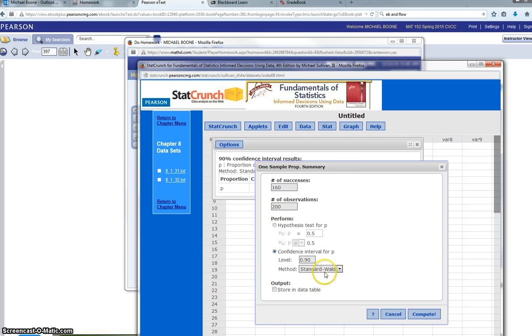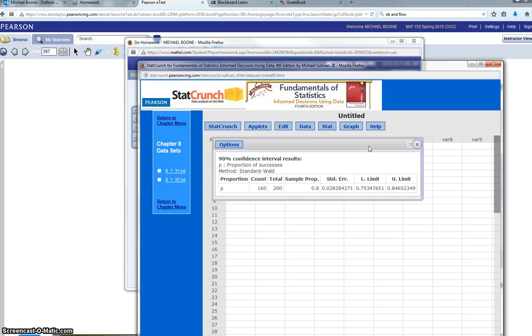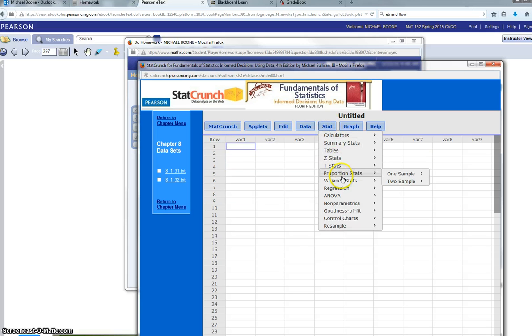Make sure we always use the standard method. There's different methods for confidence intervals. Just use the standard one. So again, that was under Stat, Proportion Stat, One Sample. If it was with data, that would be like I have yes, yes, yes, no, no, yes, yes, yes. It would count up all our yeses versus our totals. So ours was just with the summary.